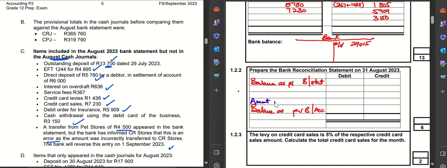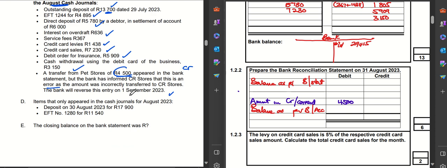Amount incorrectly credited. And so if an amount was incorrectly credited, so we debit it. Or we could have simply said correction of error by bank. And the amount was 4.5. But remember, it's a transfer from pet stores. Pet stores made a transfer. When it gets to our account, it's a deposit. So it would appear on the credit side of our bank statement. If we're to take it out, so we bring it to the debit side, as 4,500 on the debit side over there. Let's quickly go on to the next one.